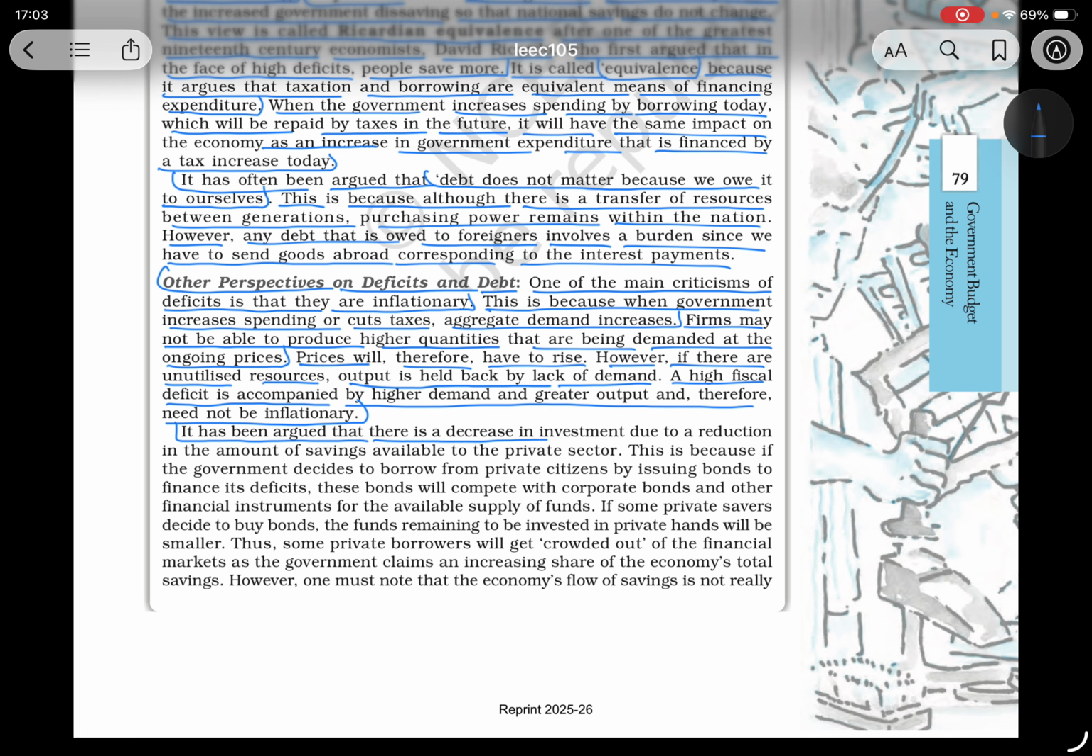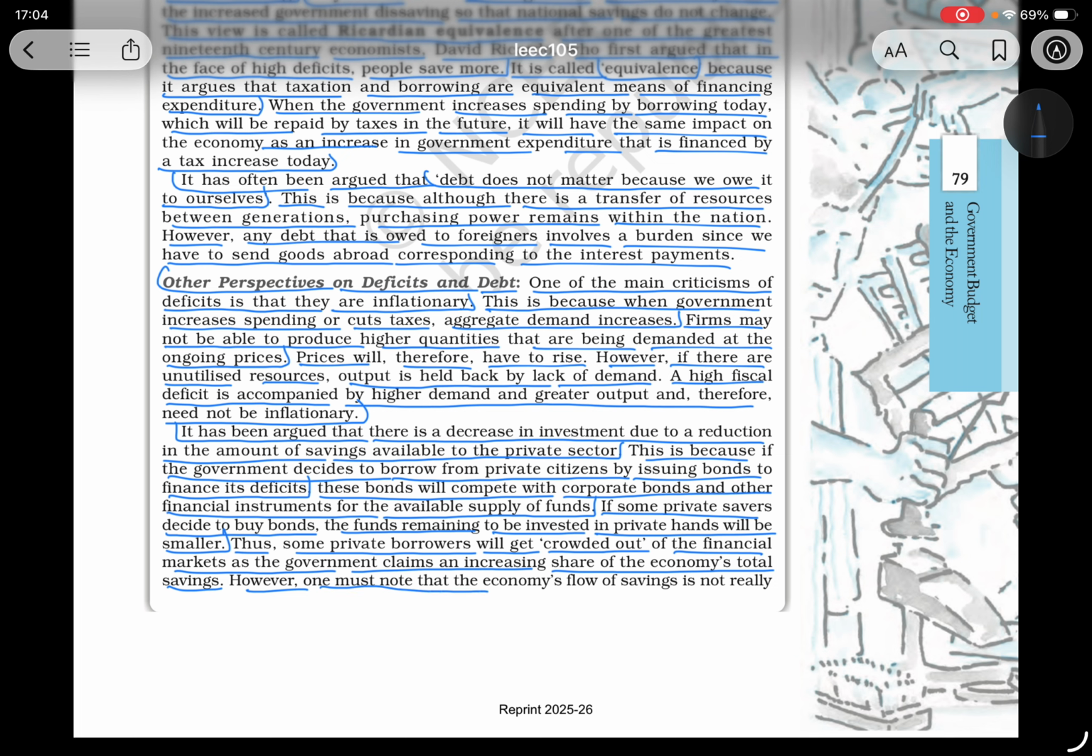It has been argued that there is a decrease in investment due to a reduction in the amount of savings available to the private sector. This is because if the government decides to borrow from private citizens by issuing bonds to finance its deficits, these bonds will compete with corporate bonds and other financial instruments for the available supply of funds. If some private savers decide to buy bonds, the funds remaining to be invested in private hands will be smaller. Thus, some private borrowers will get crowded out of the financial markets as the government claims an increasing share of the economy's total savings.